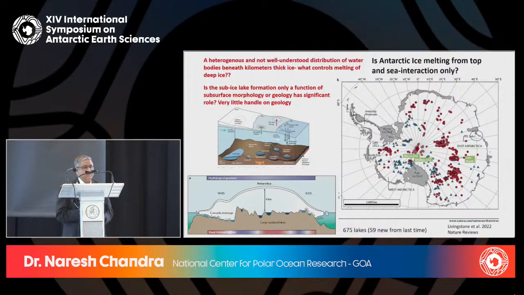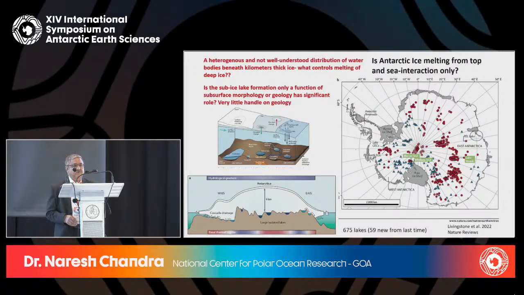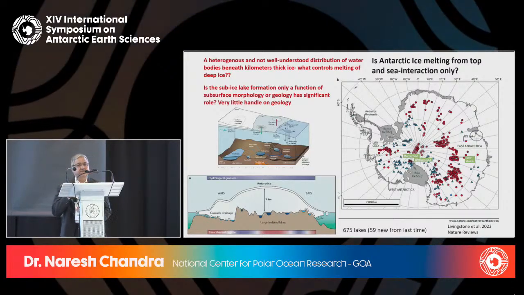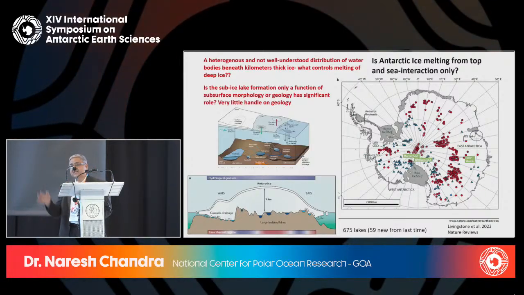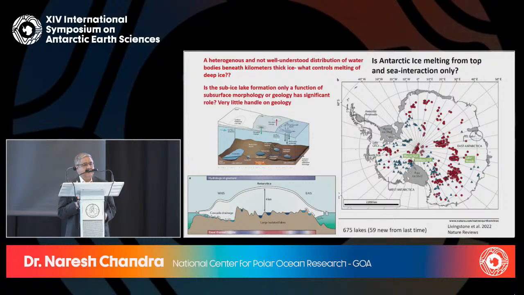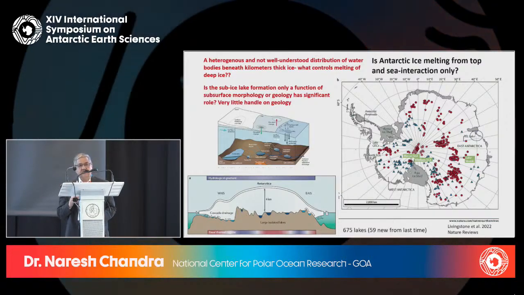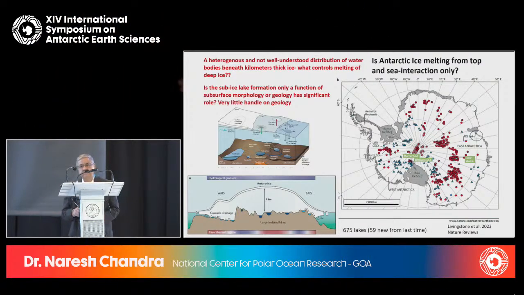Well, so when we look at this, and some of these pictures have already been shown, in terms of the water bodies which are beneath. Most of the time, the most striking things are the global climate change, warming, and surface melting. But for long, there has been subsurface melting.